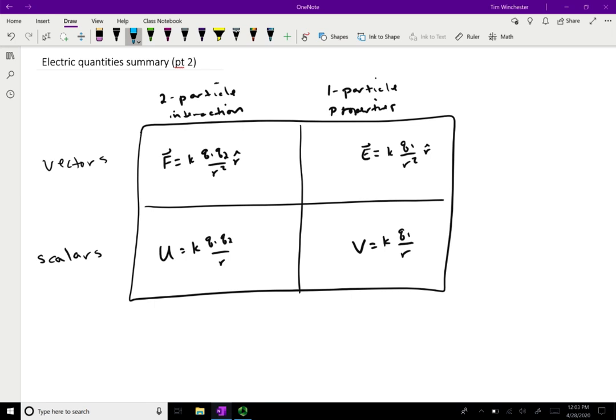So the connection between the force and the electric field was given by the definition of the electric field. So essentially the force is the test charge times the electric field. Similarly, we defined the potential so that the potential energy is equal to the test charge times the potential. So if we know the potential, we can find the potential energy and vice versa.